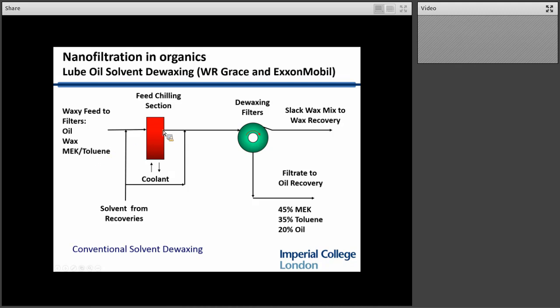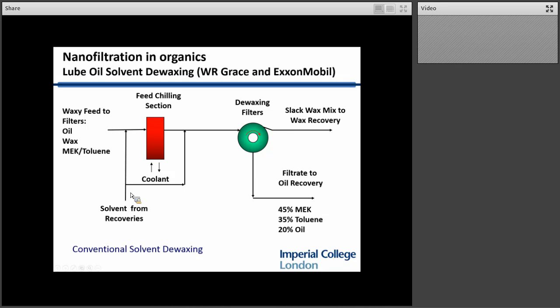And you chill that down, and the wax precipitates out as a white, waxy material, which you take out in these dewaxing filters, and the slack wax goes off to recovery. And then coming through at something like minus 10 degrees C, you'll have your filtrate off to oil recovery, which is high molecular weight oils and solvents. And what you have to do with these is to heat them all the way back up to the boiling point of the solvents to recover the solvents and put them back in here.